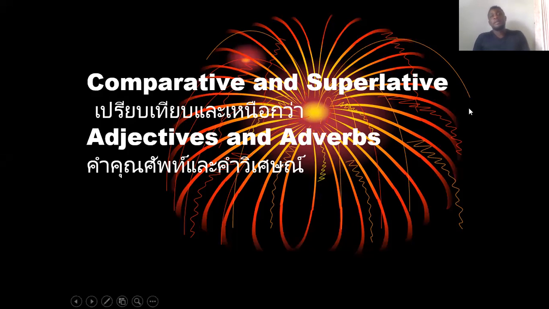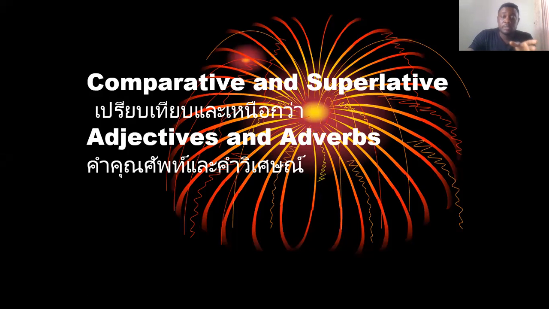Comparative and superlative. So we have adjectives and adverbs. These are the words we are going to use to describe or compare things. I tried to make it in Thai. I got a Thai version from Google. I don't know if it's correct or not, but I hope you could understand.